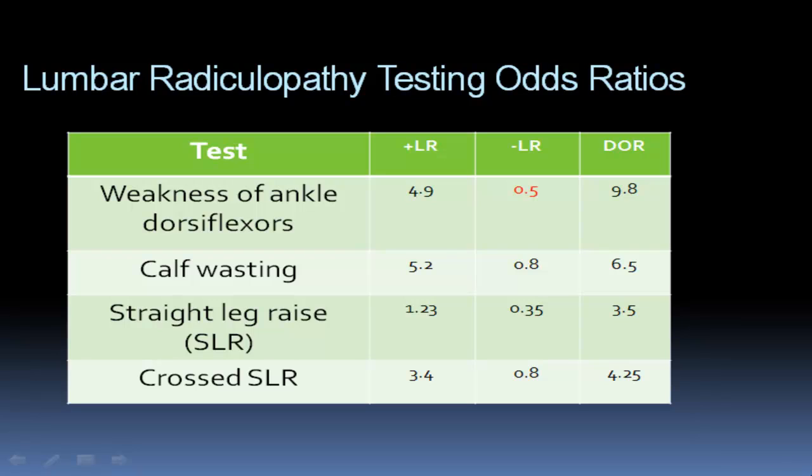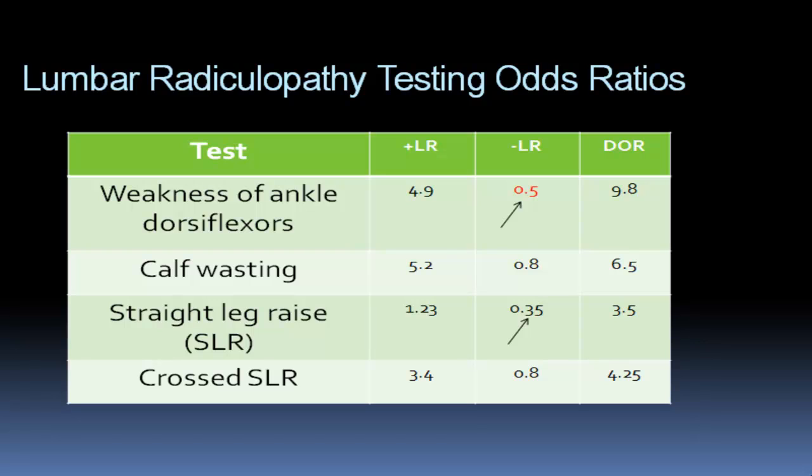So for lumbar radiculopathy, we see some of the better tests based on their diagnostic odds ratios, meaning their relative ranking using positive and negative likelihood ratios. We can see that those with the lowest or most negative likelihood ratios are weakness of ankle dorsiflexors and the straight leg raise. Obviously, the weakness of ankle dorsiflexion is more specific to L5, whereas the straight leg raise is a general test. If negative, it's less likely that a radiculopathy is present, but we're still not so sure.